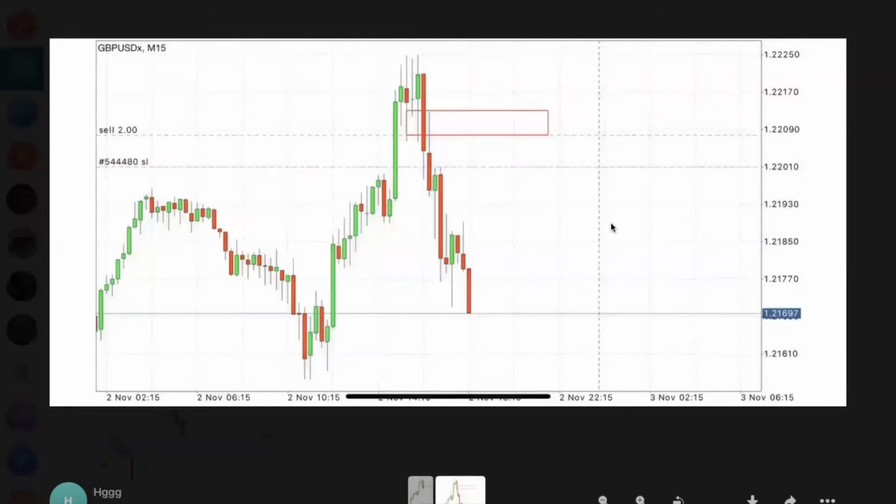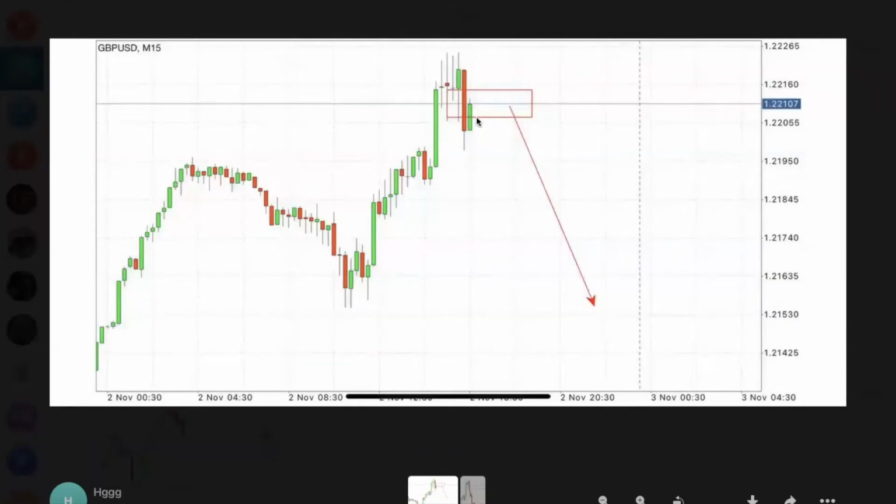So if you look at the aftermath, there it is. And as you can see, my entry right here where I sold when that candle was all the way green. Let's go back. It may look kind of scary.